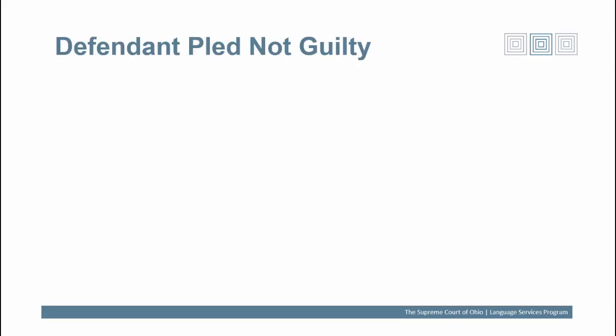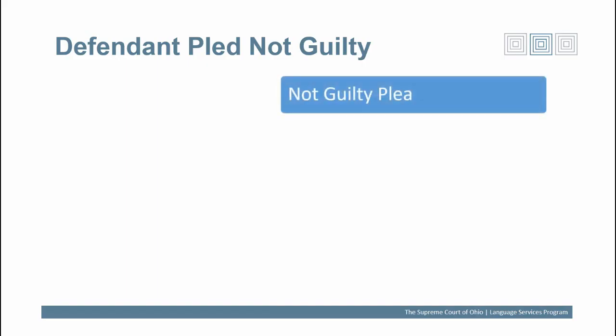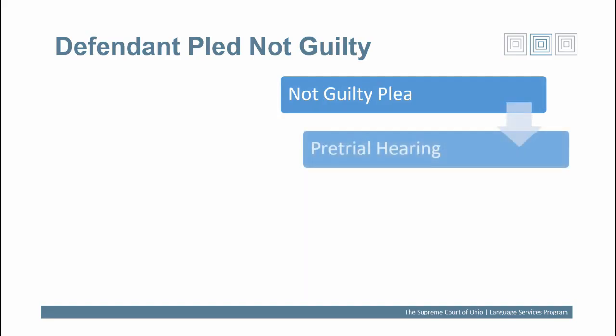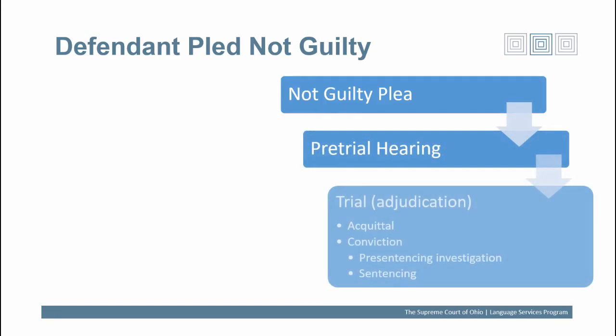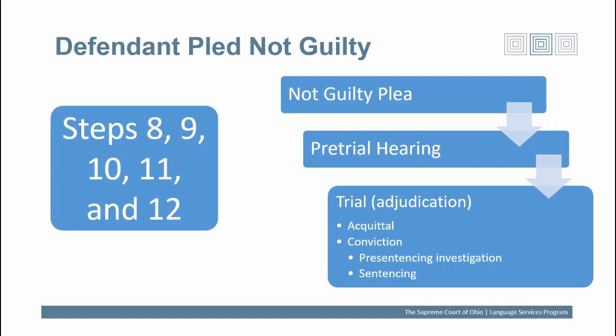When a defendant pleads not guilty to the charges, the process continues. The steps continue with a pre-trial hearing, then a trial. The outcomes of a trial, or the adjudication of the trial, can lead to either acquittal, meaning the person is found not guilty, or a conviction, meaning the person is found guilty. If the defendant is found guilty, then a pre-sentencing investigation will be conducted to determine the sentencing parameters.